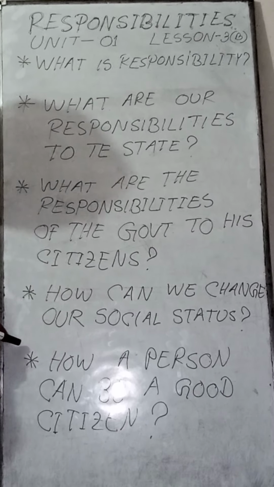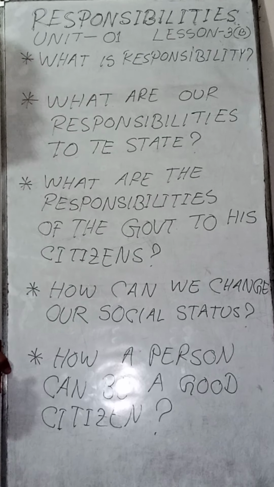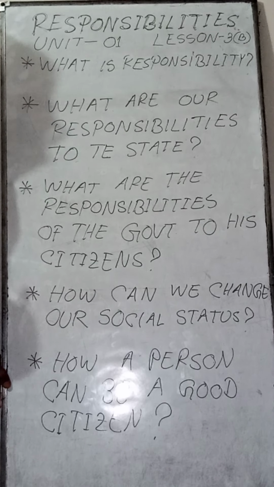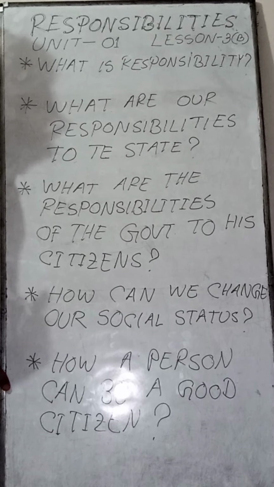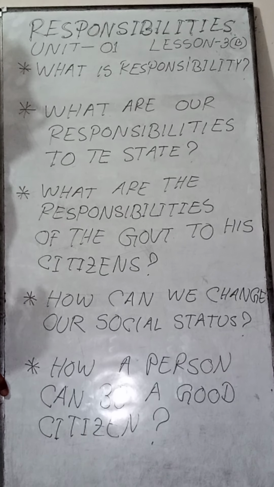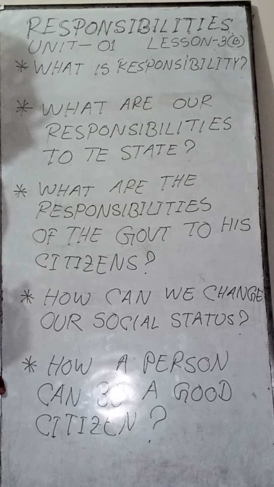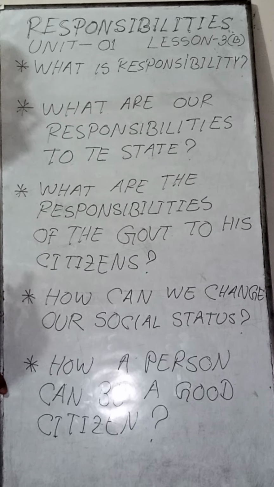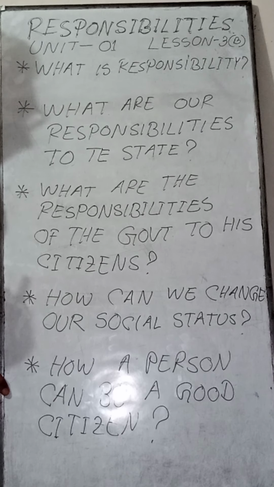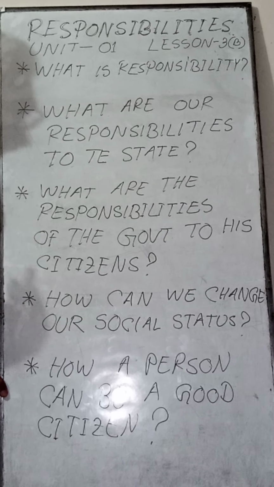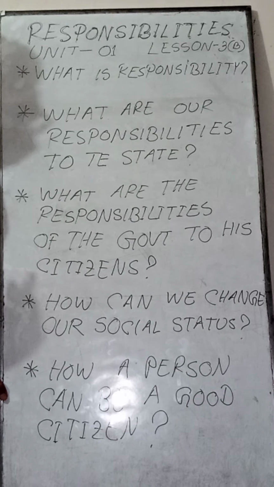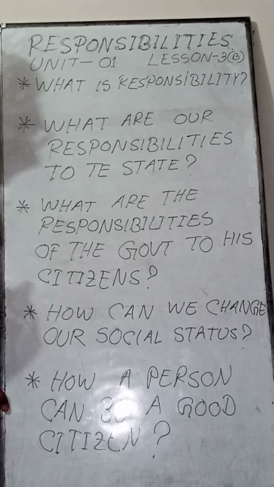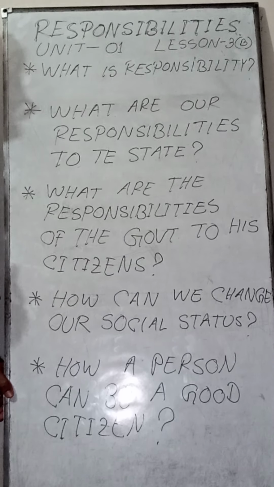And lastly, how can a person be a good citizen? This is also an important question. We have a lot of people, and not all people are good citizens, but there is a definition of a good citizen. The citizen who obeys each and every rule of his state is called a good citizen. A good citizen is a person who obeys every rule of his society and who is helpful and useful for his society as well as his state.